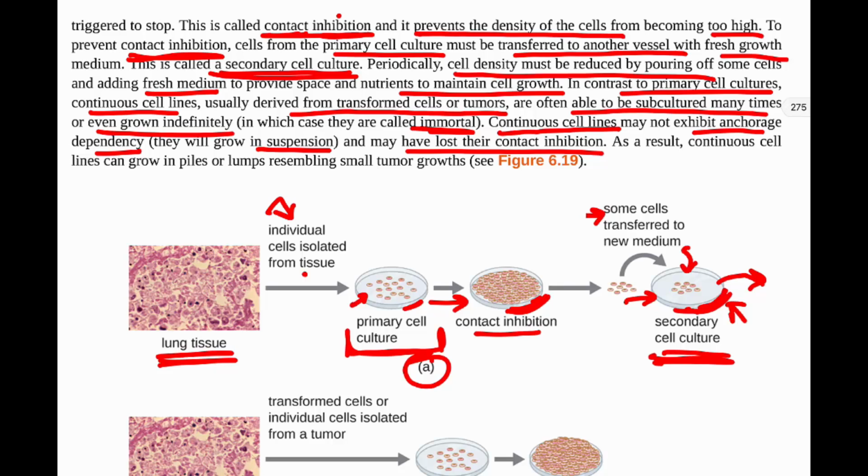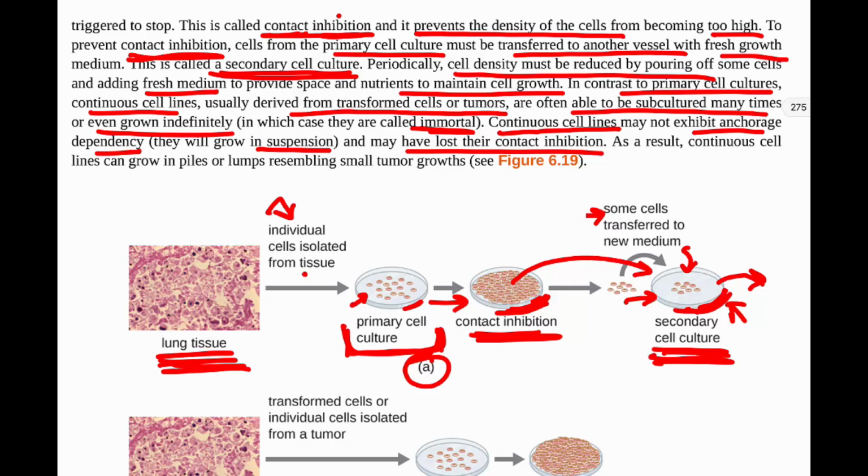Let me be clear. For this example, we have our lung tissue. We've scraped some cells off, let's say. We've started growing them in our primary cell culture, and then they grow and grow, meaning go through mitosis, over and over again until we reach a point where they have cell-to-cell contact, and then they've stopped going through mitosis. We take some of these cells out, put them in a new petri dish, and then we have our secondary cell culture, which they can pour some out, add more medium, and keep them growing for a little while.